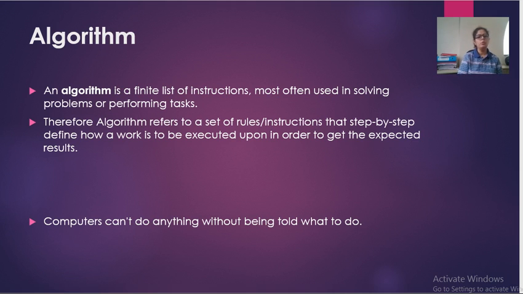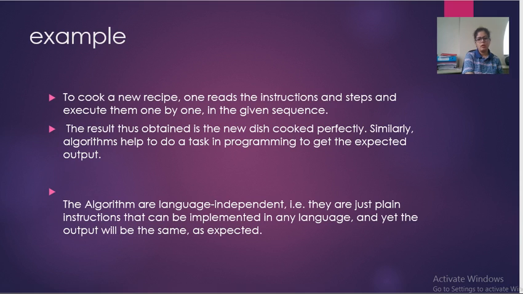So computers can't do anything without being told what to do. So how do we have to tell the computer? We have to tell the computer in the form of algorithms. As you would give someone the recipe of a tea in the form of an algorithm, you can write all the steps in sequence, step number 1, step number 2, step number 3, and so on. So that is algorithm. If anyone follows your steps, they can make tea.